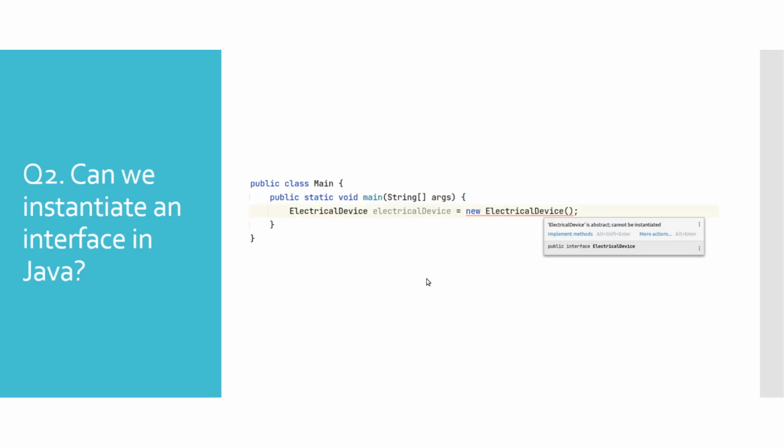Can we instantiate an interface in Java? If you have watched our video on abstract classes, and we most definitely advise you to do so, you would know by now that abstract classes cannot be instantiated. That is also the case for interfaces. If you try to do that, Java would report a compile time error. We can see here how that compile time error looks like in the IntelliJ IDE.